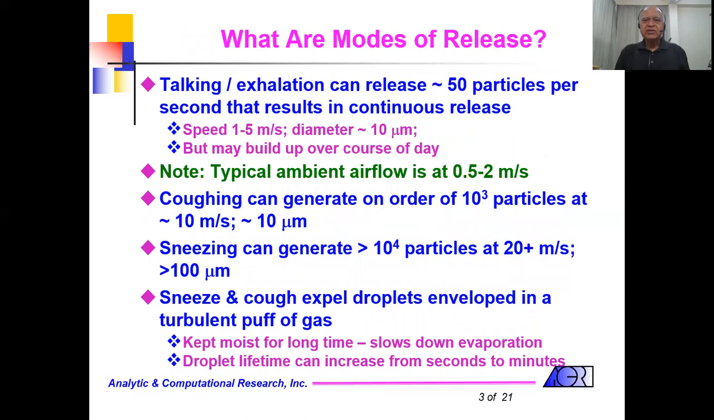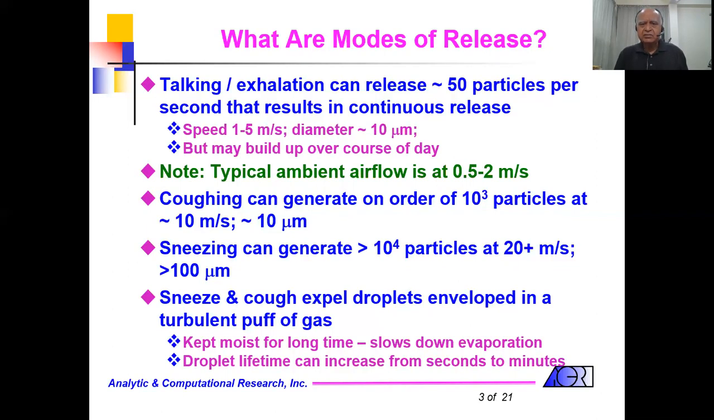So what are the modes of release of these droplets? Talking, exhalation, is obviously the first one. It releases around 50 particles per second, resulting in continuous release while you're talking. The speed of the release can be 1 to 5 meters per second, and the diameter of the droplets is around 10 microns. They can build up over the course of the day. And just to note, the typical ambient airflow around us is somewhere between half a meter to 2 meters per second.